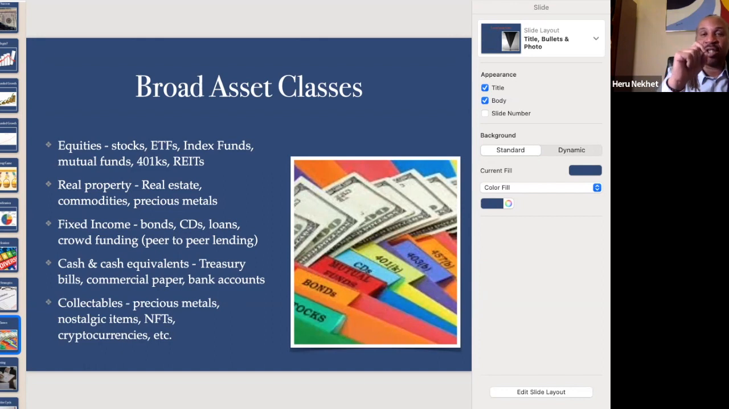ETFs are exchange traded funds. An exchange traded fund, an ETF, is a group of stocks from a particular sector. An energy ETF will have maybe 10 different energy companies in it, right? It can be an ETF for healthcare, consumer staples, or whatever sector there is. You have gold ETFs, you can have ETFs for different sectors.